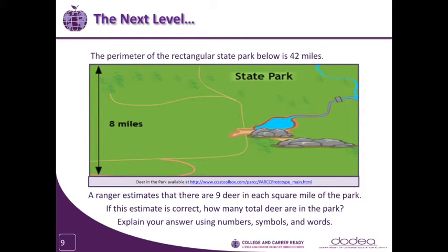So that's one visual way of solving that problem. Here's the next level of problem. This is a problem about a state park, and it gives you some information. The perimeter of the rectangular state park below is 42 miles. A ranger estimates there are 9 deer in each square mile of the park. If this estimate is correct, how many total deer are in the park? Explain your answer using numbers, symbols, and words. So at this time, if you want to solve this on your own, you could totally pause the video and solve the problem.